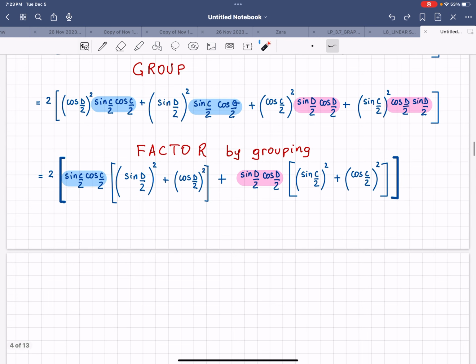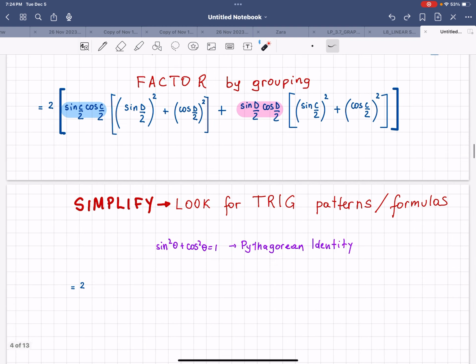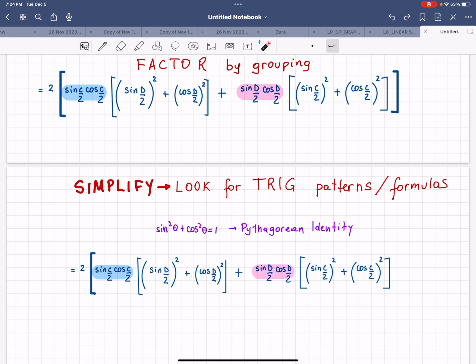So you probably know what our step will be now. So this will be 1, this will be 1. So we are looking for trig patterns and formulas. We recognize the Pythagorean identity. So we'll continue writing the expression now, but we no longer need to write the entire expression because we already know what that would equal at this point. So that would be equal to exactly 1.